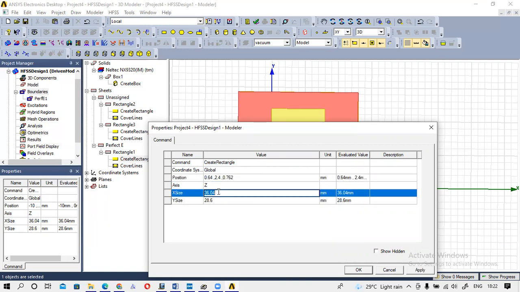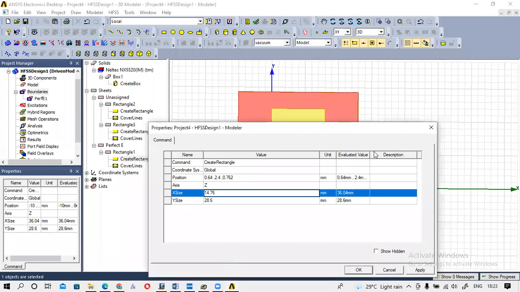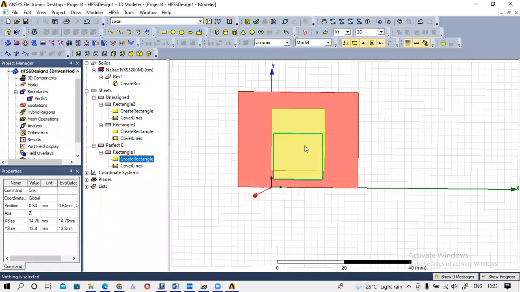And what is the x-axis value? The x-axis value is 14.76, sorry, 14.76. This is the x-axis, and the y-axis is 13.8. This is 13.8. So I put it 13.8.